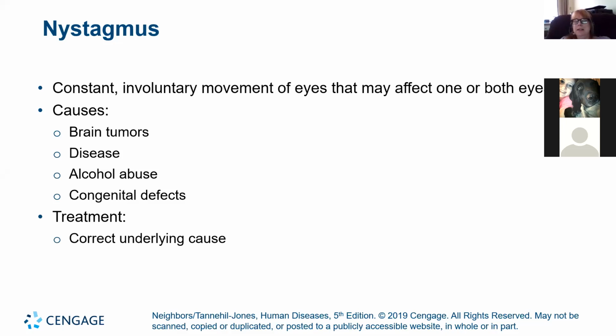Nystagmus is a constant involuntary movement that affects one or both eyes. It's where the eyes just have rapid movements constantly, blinking, moving, and it's very hard to look at patients when they have this, and they are usually very frustrated too. The biggest cause is a brain tumor. It can be a side effect of some other neurological diseases. We see this in chronic alcoholics, but sometimes people are just born with defects of the eye that cause this. It could be a muscle issue. So the treatment is to always correct the underlying cause.